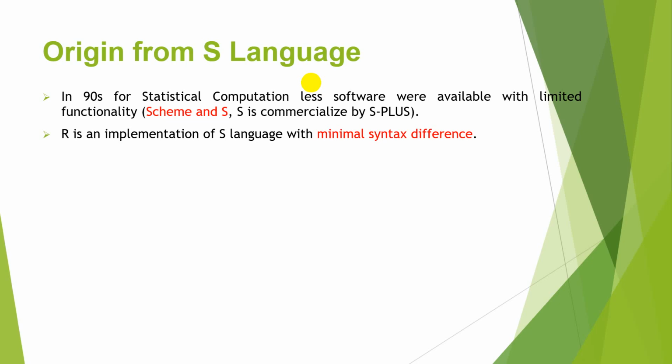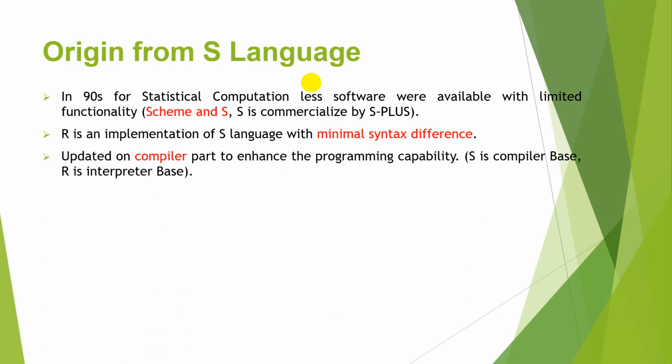Okay, so this is basically exactly the same as the S language, or you can say there is very minimal syntax difference between R and S language. The only difference is that S is not free of cost, but R is freely available. What changes have they made? Okay, they have made the changes at the compiler level, or you can say interpreter level.